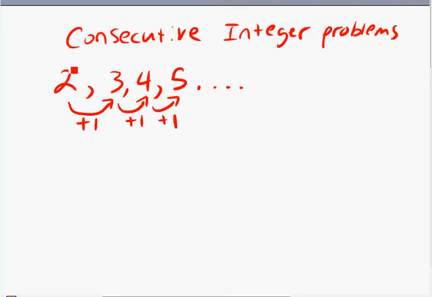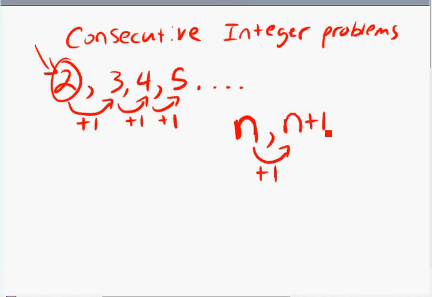Well, that's great if we have a starting point and we know we start at 2. But what if we don't start at 2? What if we start at n, okay? And n could be any number. N is a variable in this case. Well, if the first number is n, what is the next number? Well, if we know the pattern is plus 1, we can add 1 to n. The next one should be n plus 1.